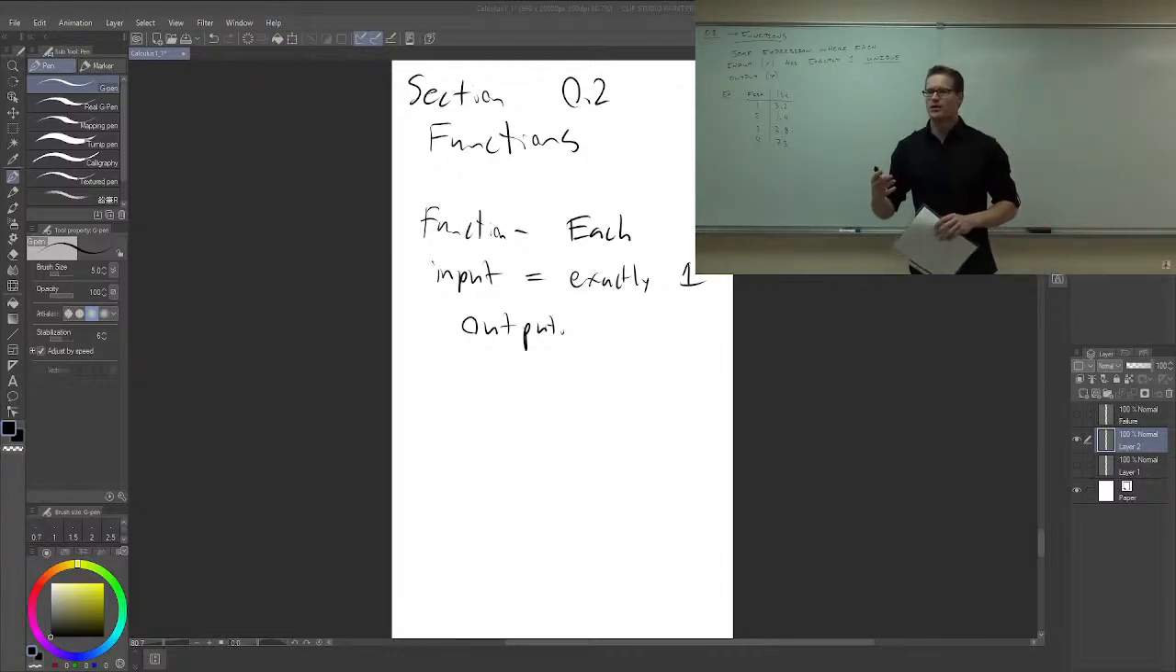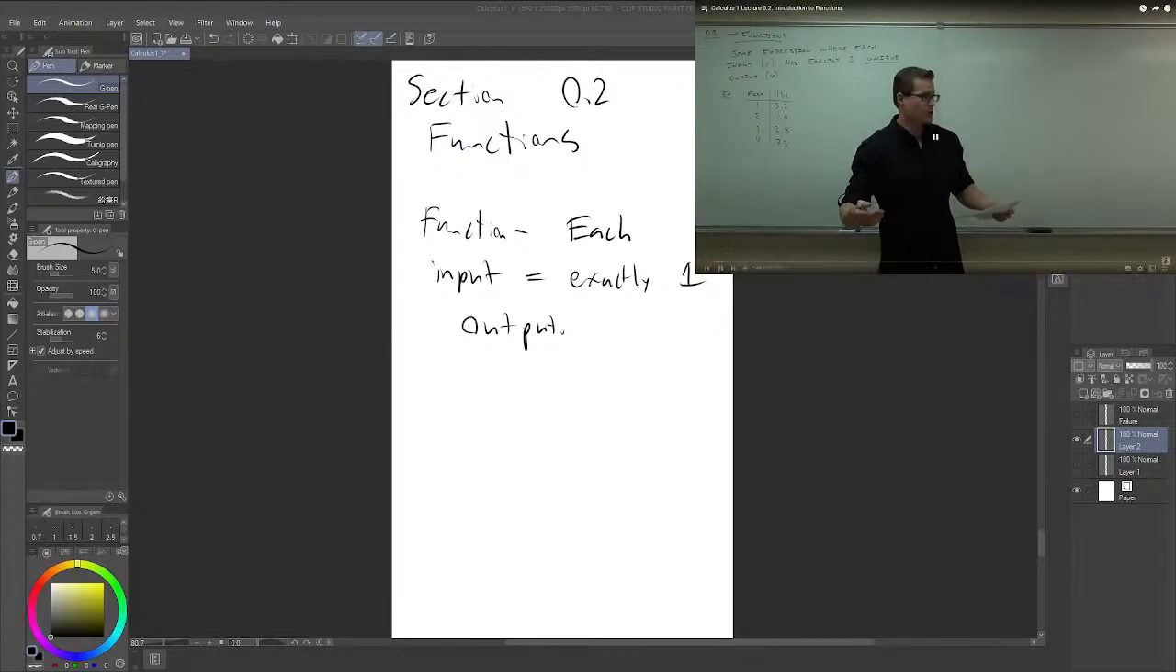Firstly, let's define what the inputs and outputs are for this particular table. We're going to see if it's a function.